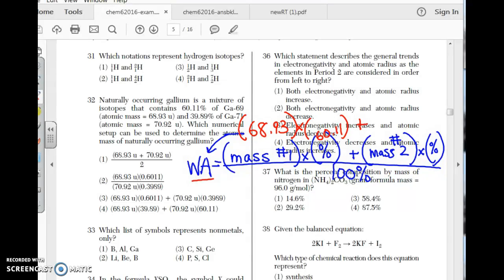And to that, I'm going to add the mass of isotope 2, which is 92, sorry. And its percentage is 39.89. Now, if you're not careful in this problem, you're going to say, oh, it has to be choice 4. But it's not. Notice, everything is where it's supposed to be, just as I wrote over here, except it's not divided by 100%. So it can't be number 4.